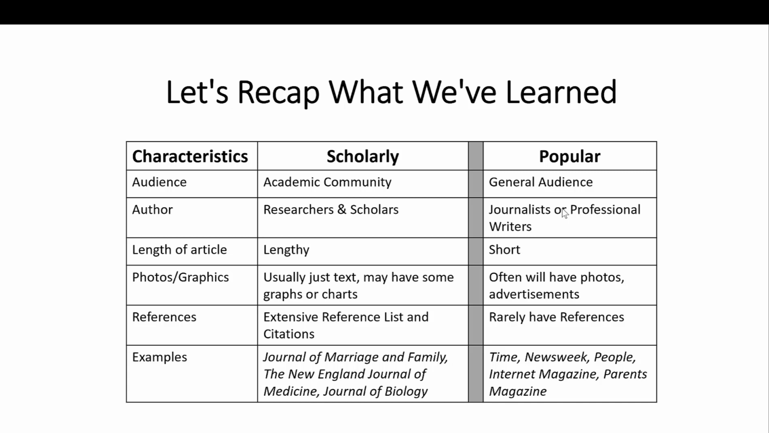Scholarly sources, on the other hand, are written by researchers in a particular field presenting their research findings. The articles are highly structured with sections like abstract, literature review, and findings, as we discussed earlier, with an extensive list of references. The audience for these articles is other researchers, scholars, and academics in that field or a related field. An example of a scholarly journal is the New England Journal of Medicine or the Journal of Biology.